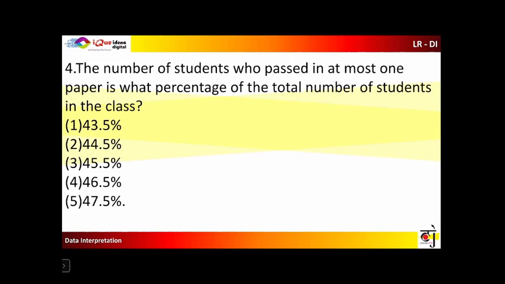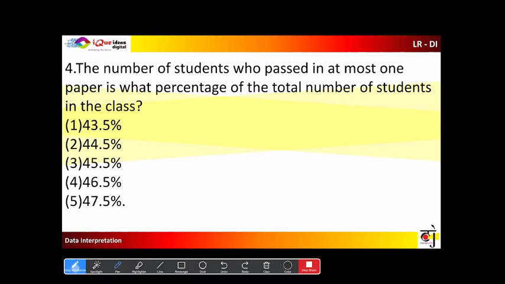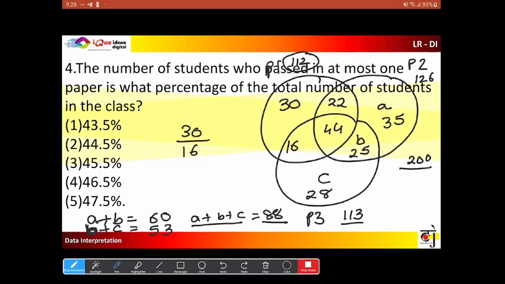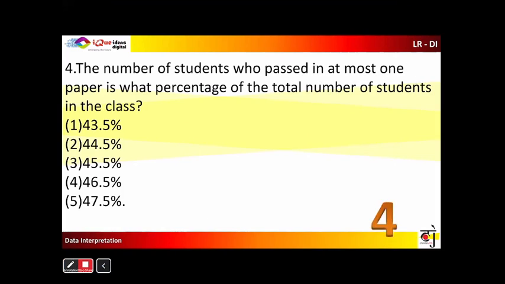The number of students who passed in at most one paper is what percentage of the total number of students in the class? At most one paper means 30 plus 35 plus 28, 65 plus 28, 93. 93 by 200, 93 का half, 46.5. So 46.5.